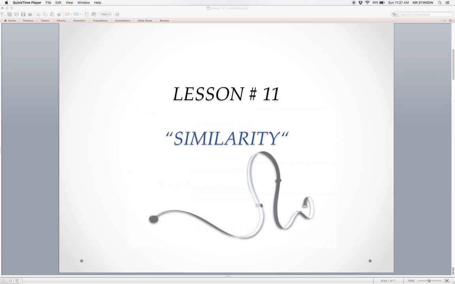Welcome Year 10 to Lesson 11 of our flipped classroom tutorials. As I told you, for the next week we are looking at something called similarity. So let's have a look at what this means.